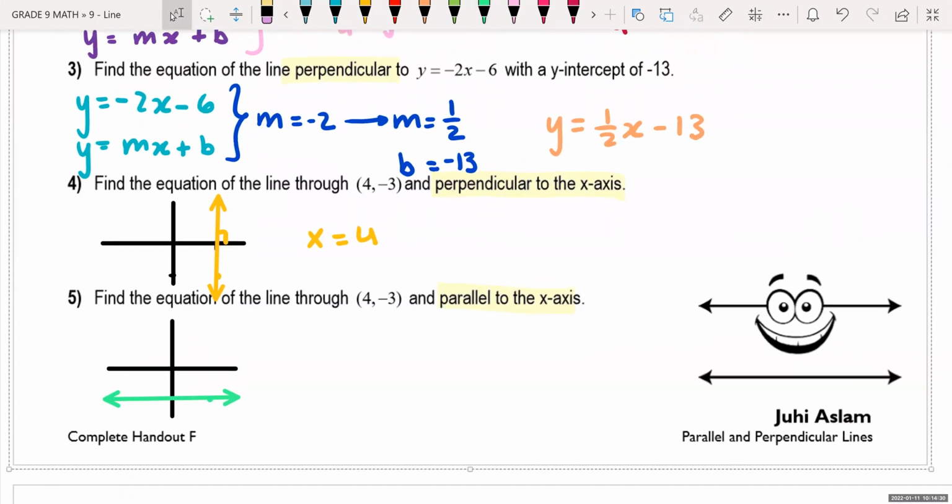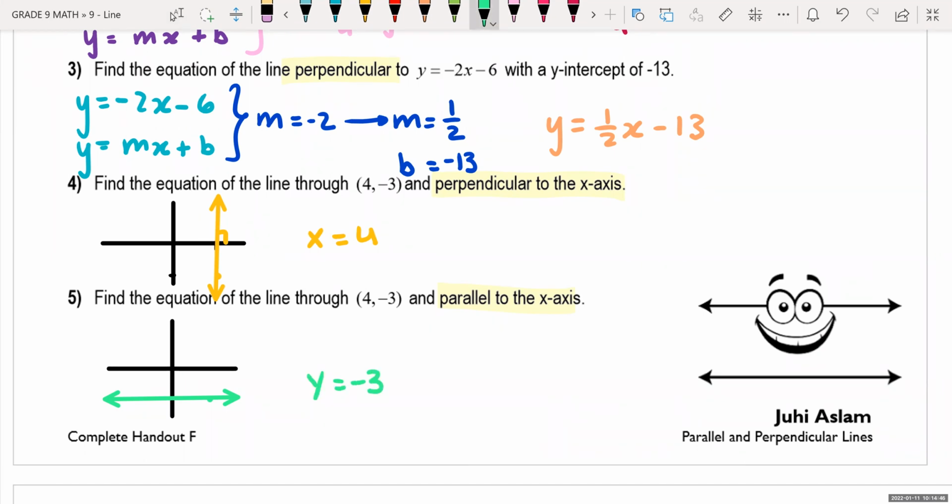So this is a horizontal line. We're going to remember HOY, H-O-Y, horizontal line. It has a 0 slope. What do you think the equation is going to be? Good job, Gabriel. You got it right. Yep, exactly. It's going to be y is equal to -3.